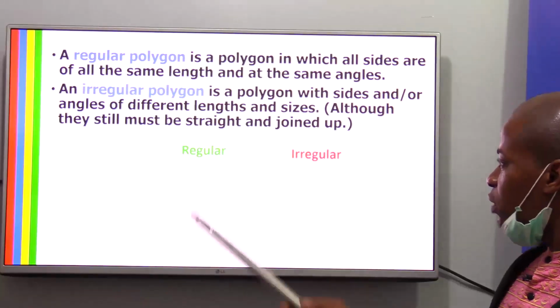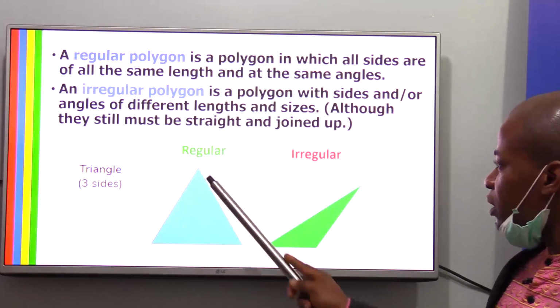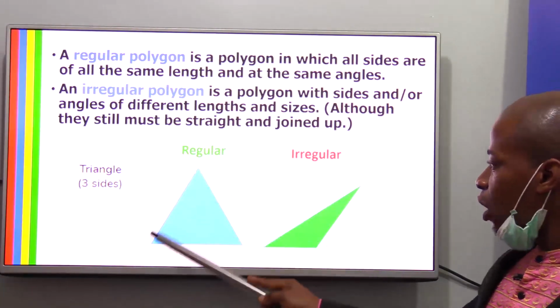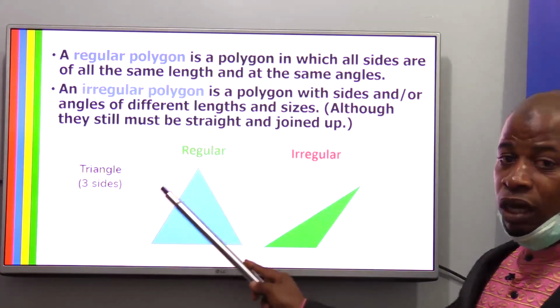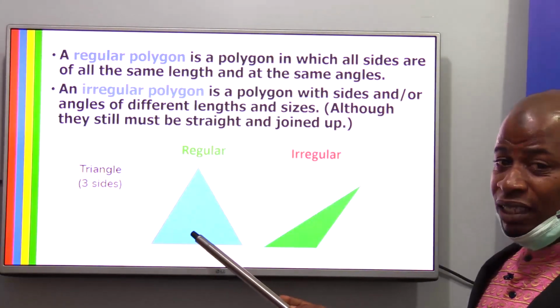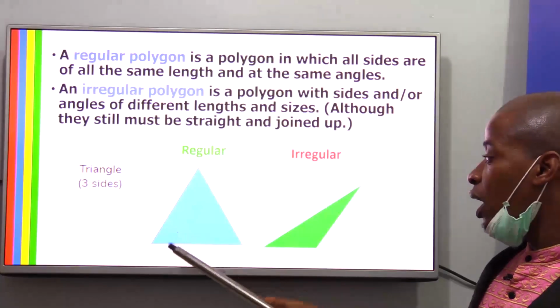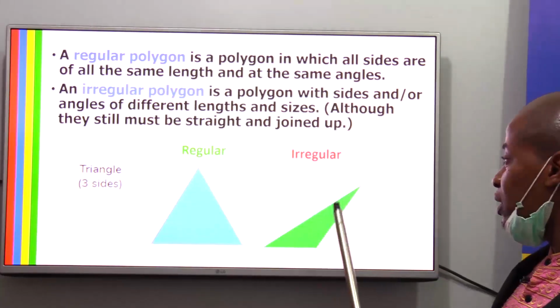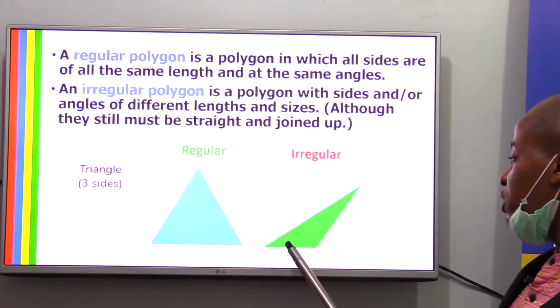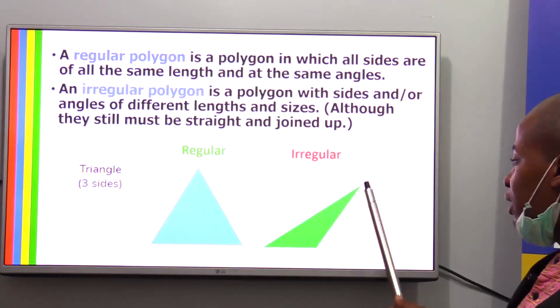Let's look at some regular polygons and some irregular polygons. This is a regular triangle. All the sides are equal. It's a regular triangle. And of course, that's the equilateral triangle. All the sides are equal and all the angles are equal. But this is another triangle. You can see that this side is shorter than this side and that side.